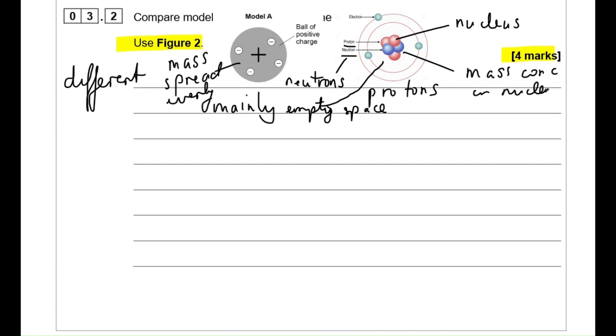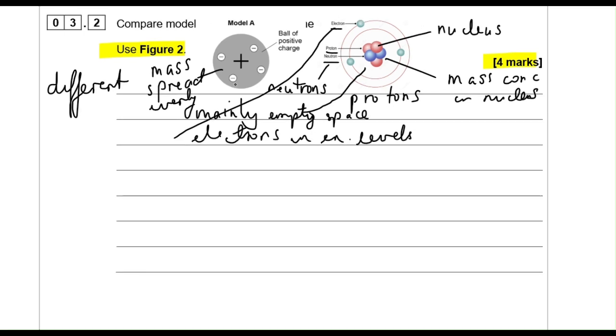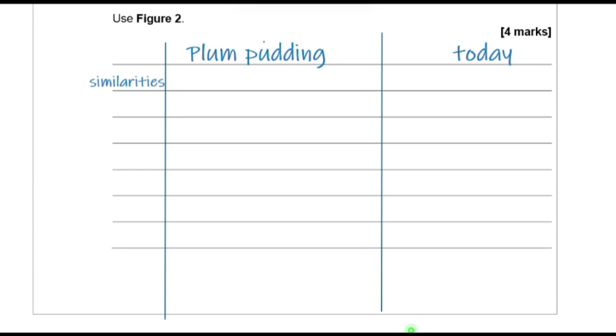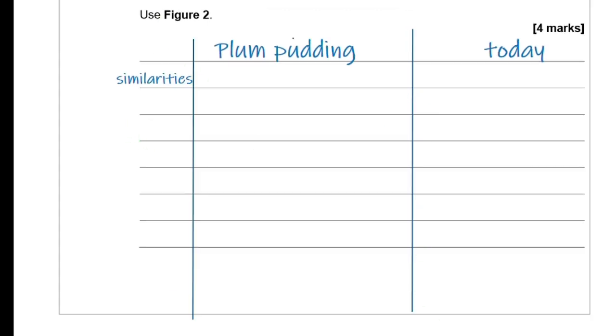In the modern model, the electrons are in energy levels or shells, whereas in model A, the electrons are distributed randomly throughout the atom. Now you can see what we meant by a table. So we've got the plum pudding model and today, and down the left-hand side, the similarities and differences. It's quite acceptable to present this answer in this way. There's no need for all those sentences and full stops.